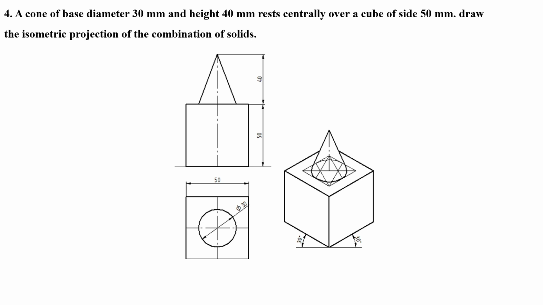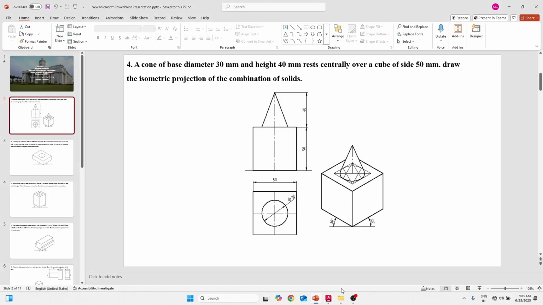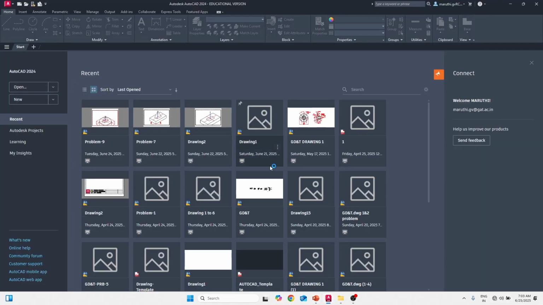See, here we have a combination of two solids. One is a cone and the other one is what? A cube. Here the cone is resting on top of the cube. Okay. Now I will go for the software. I'll make use of AutoCAD software to explain this particular problem.